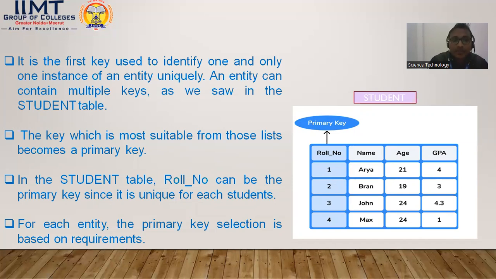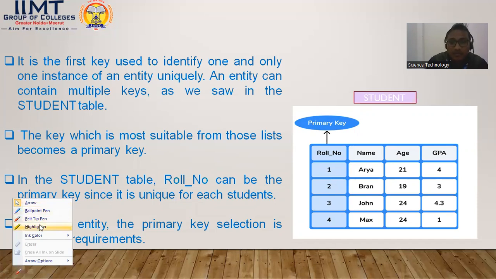Okay. The key which is most suitable from those lists becomes a primary key. In the student table, roll number can be the primary key since it is unique for each student. For each entity, the primary key selection is based on requirement. Let's see in this example.